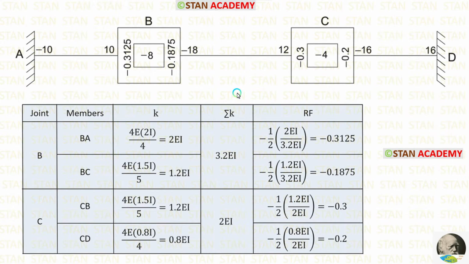Then we have to enter the rotation factor values. The rotation factor for BA is minus 0.3125. We have to enter it here. For BC, it is minus 0.1875. For CB, it is minus 0.3. Finally, for CD, it is minus 0.2.